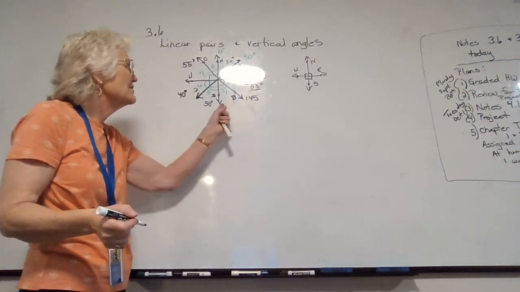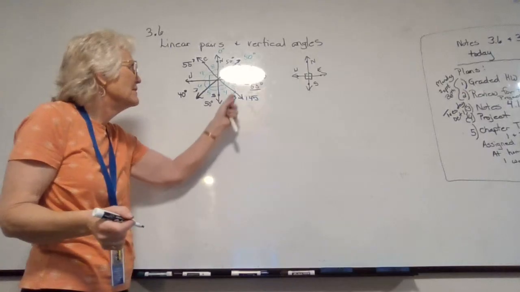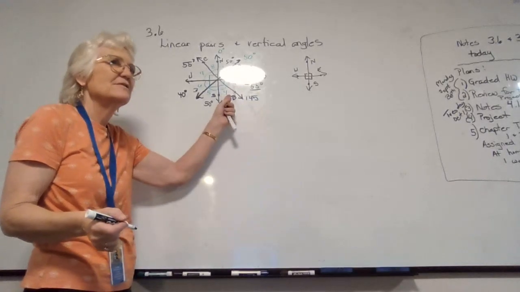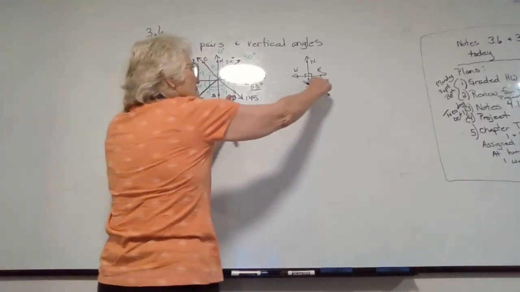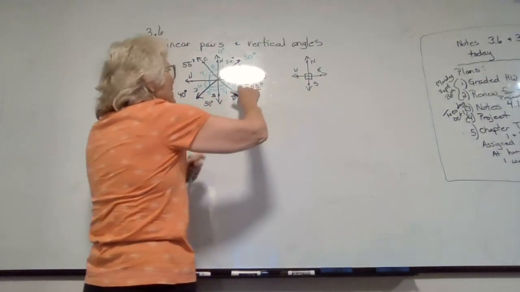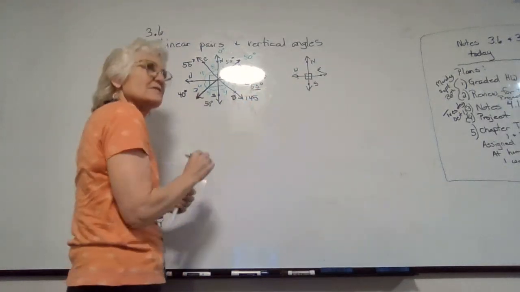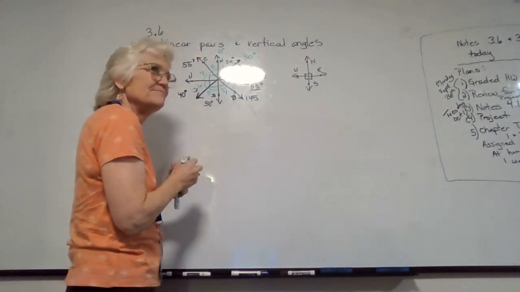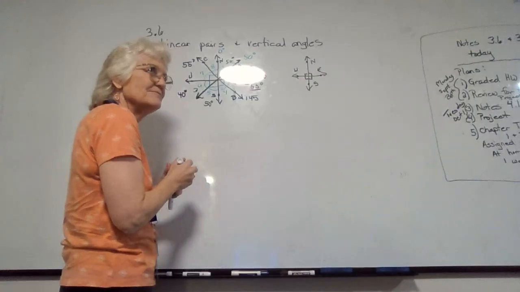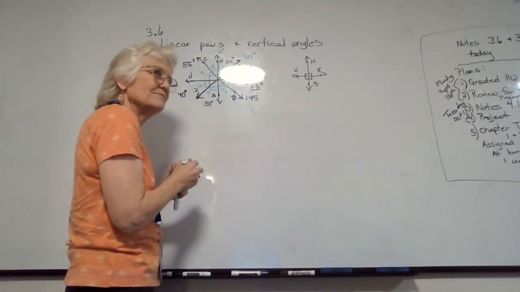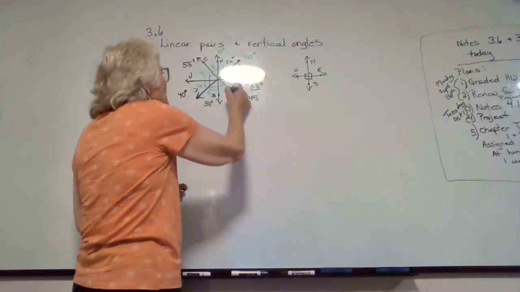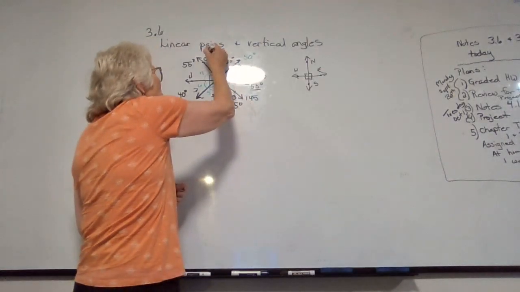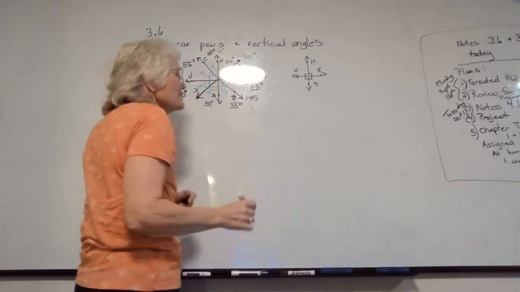How much do these two equal? 3 and 4, how much do they equal? At 90. So if I have this one is 55, how much is this one going to be? That would be 35. 35. And we have one opposite of that, so it is also 35 degrees, okay?